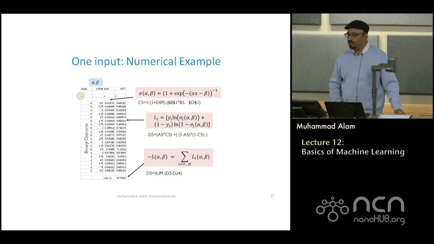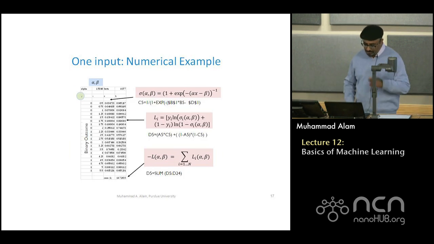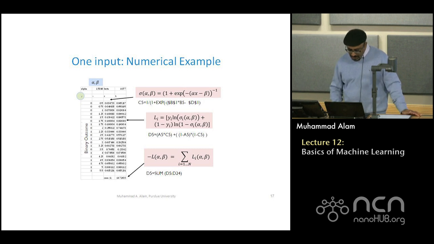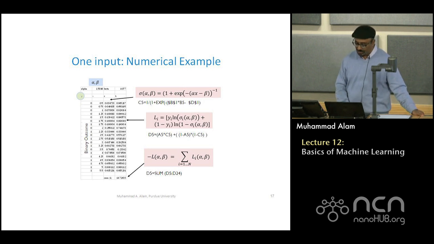So let me walk you through an example. I don't know why this one is not animating, because last night I did something. But anyway, let's take a look. What you see here is a value of alpha. Now it can be anything. You are starting a calculation, so whatever your initial guess is, you put it here, and beta you put here. Alpha and beta are these two values.